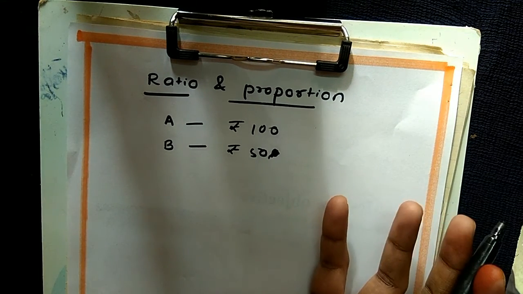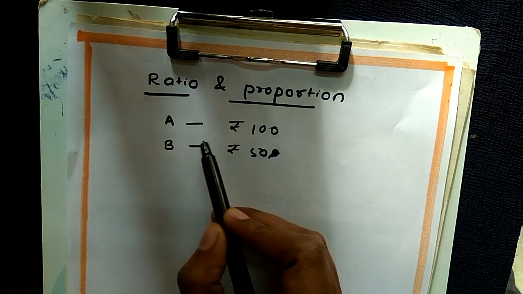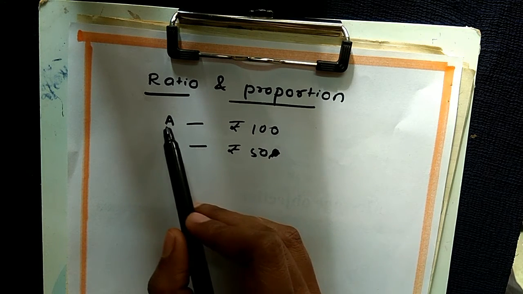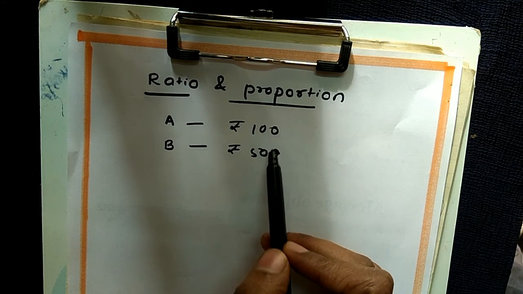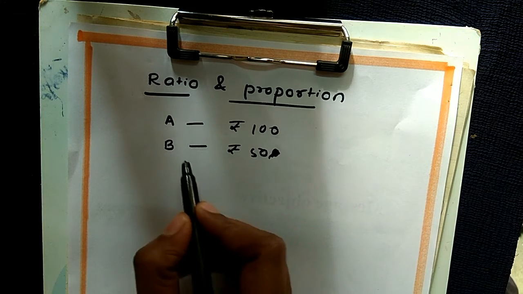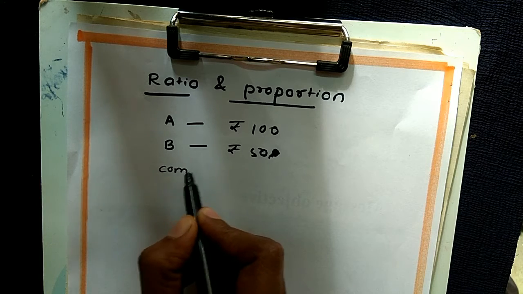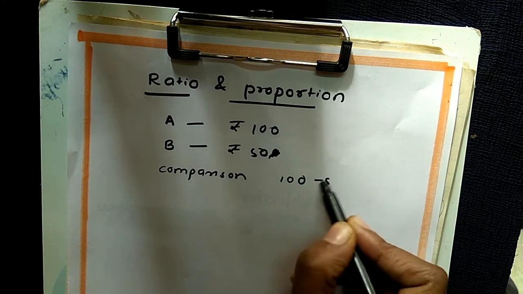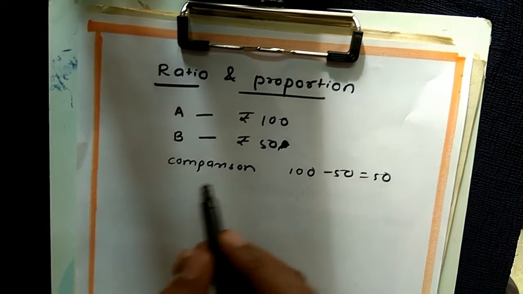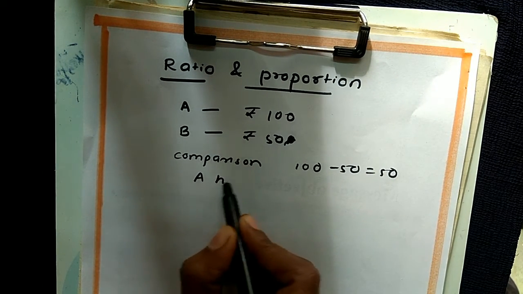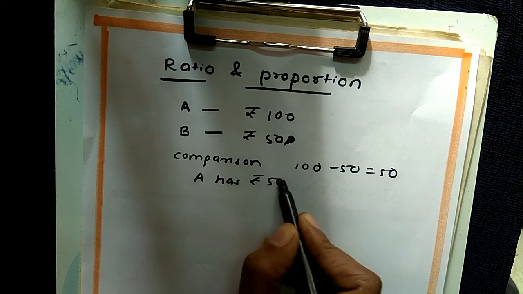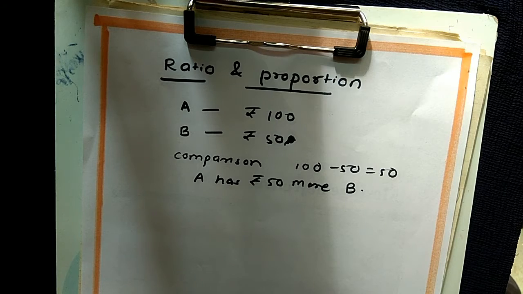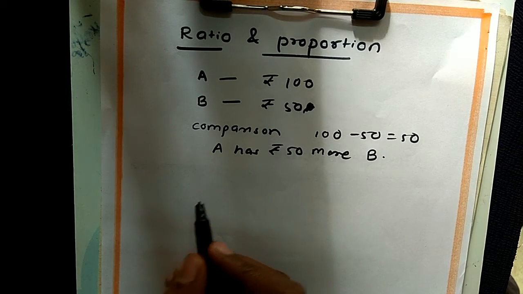So we compare them. How do we compare? By subtraction. We come to know that he has 100 rupees and he has 50 rupees, so the boy A has more amount than the boy B. How do we compare this? By subtraction, that is 100 minus 50, that is 50. So we can write that the boy A has 50 rupees more than boy B. This is one kind of comparison. Now the second one, by division.